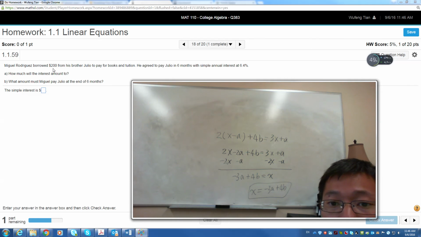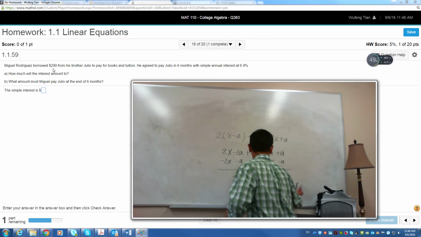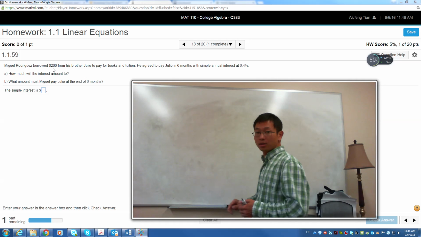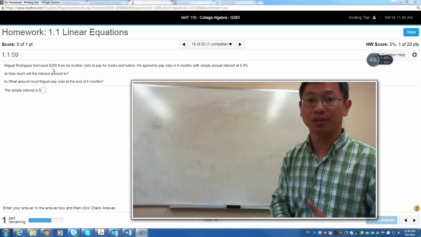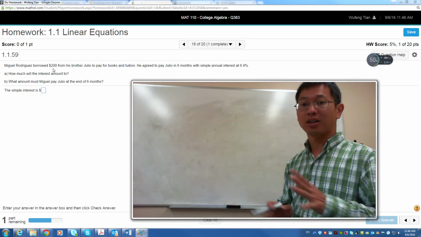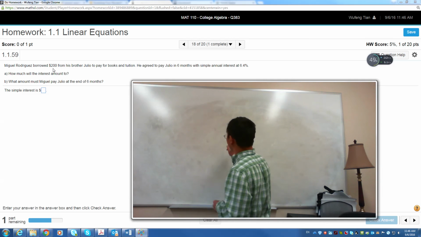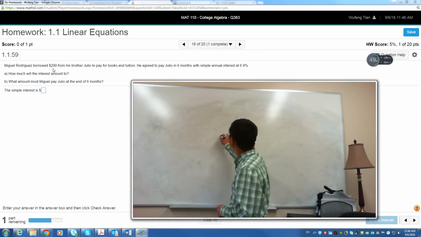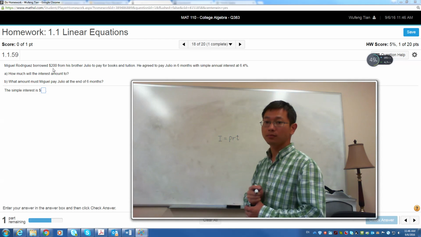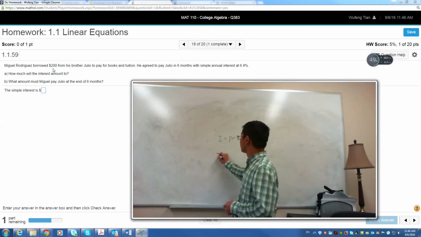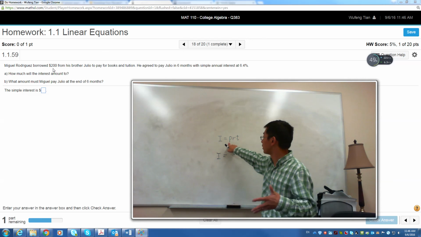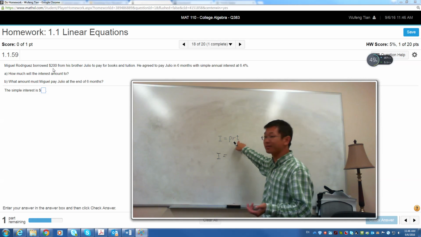So basically, the annual interest formula is, okay, the simple annual interest is 6.4, and then it's just 6 months. It's not 1 year. Okay. So we first need to do I equals PRT. Now, for the interest part, this is the interest. P is the amount, principal. Okay, how much money he borrows. R is interest rate. T is the time.